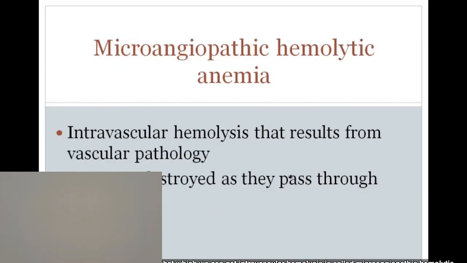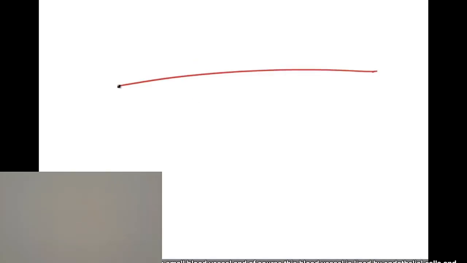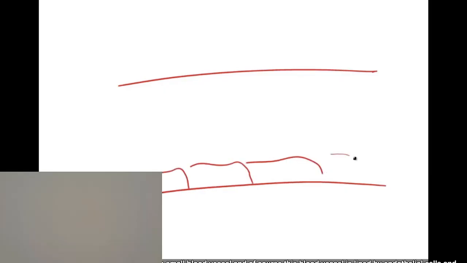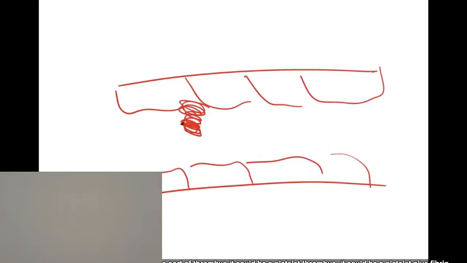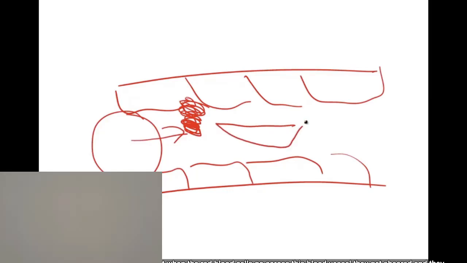Another way by which we can get intravascular hemolysis is called microangiopathic hemolytic anemia. Microangio, small blood vessel, pathic, pathology. So there's a pathology in the small blood vessel that results in a hemolytic anemia. Now the idea here is that you've got a small blood vessel, and of course this blood vessel is lined by endothelial cells. And what happens in this case is that you get some sort of thrombus. It could be a platelet thrombus, it could be a platelet plus fibrin thrombus, which blocks the blood vessel partially so that when the red blood cells go across this blood vessel, they get sheared and they develop into cells that look like this, which are called schistocytes. And schistocytes are the hallmark of microangiopathic hemolytic anemia.